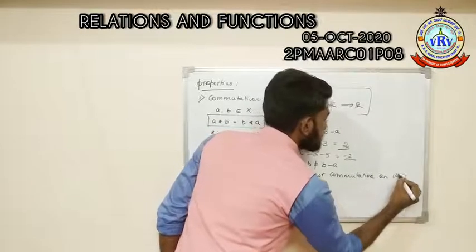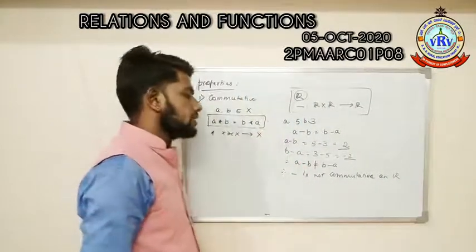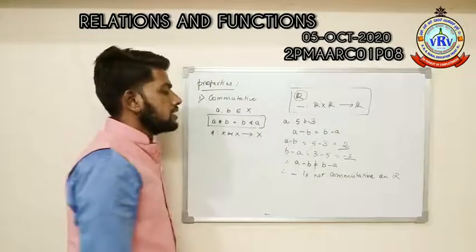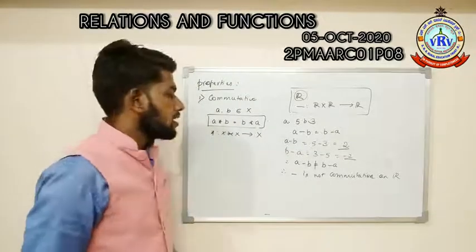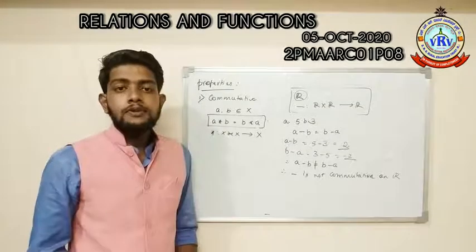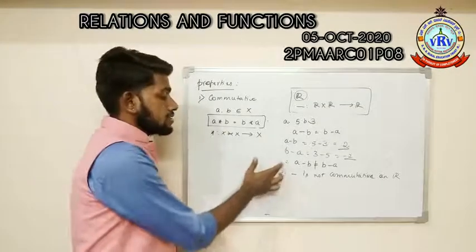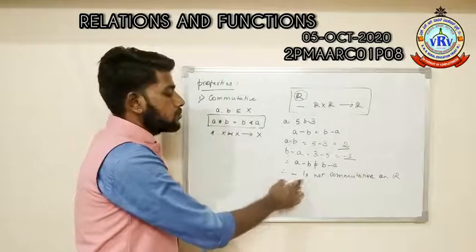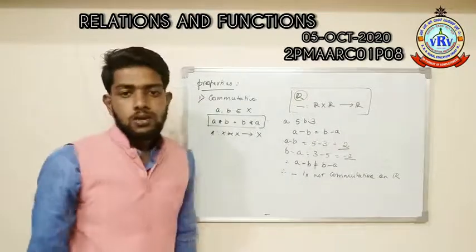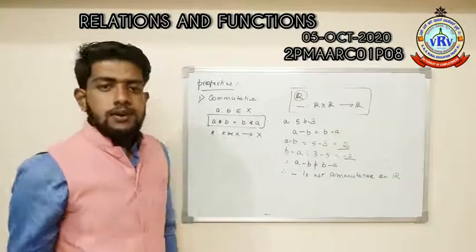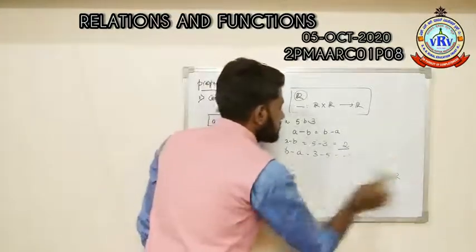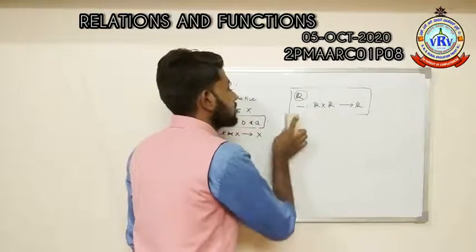on the set R. On R, subtraction is not commutative, because A minus B is not equal to B minus A. If we prove that this condition fails for any one pair A, B, then definitely we can say that the operation is not commutative in nature, depending on the set. So subtraction is not commutative.